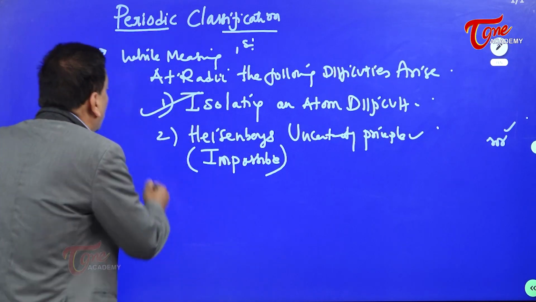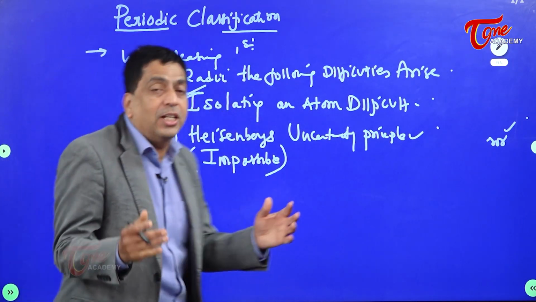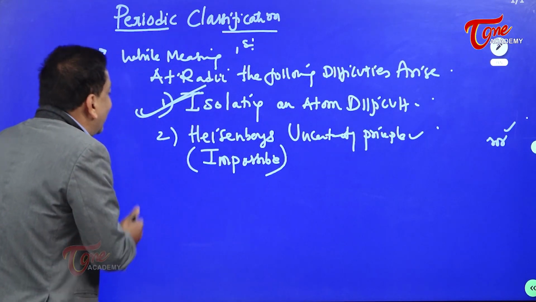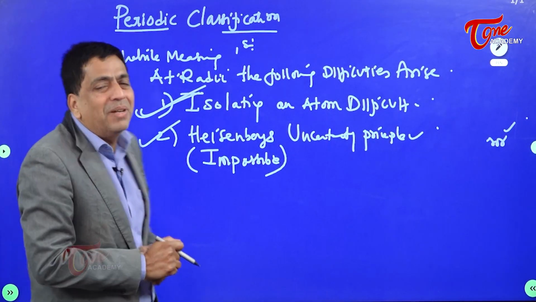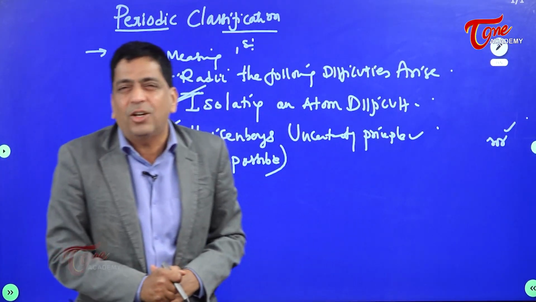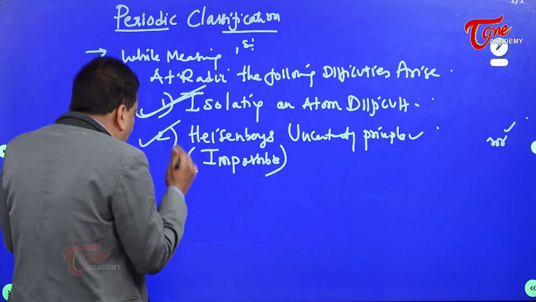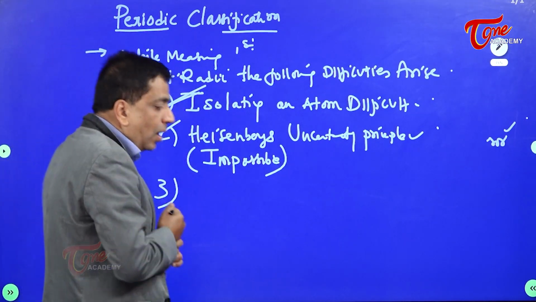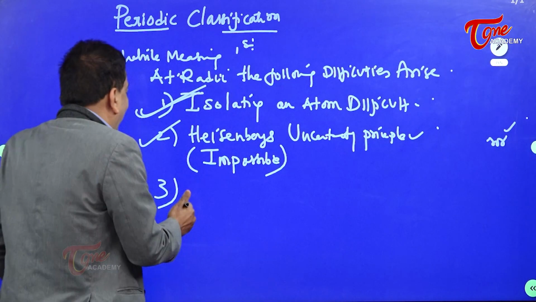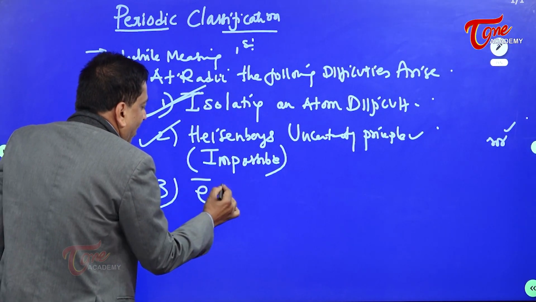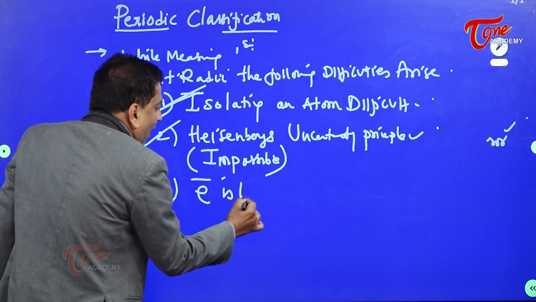So the first one which crops up is what? Isolation of an atom is difficult. Second thing is Heisenberg's uncertainty principle. It's impossible to locate the position of the electron with accuracy. And the third one, understand, electron is like a cloud.